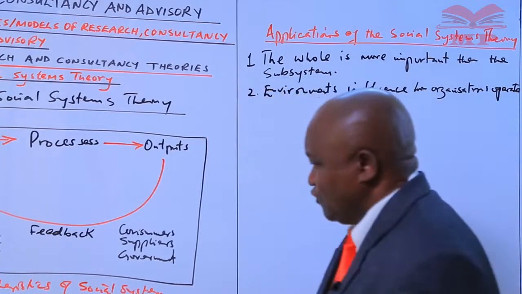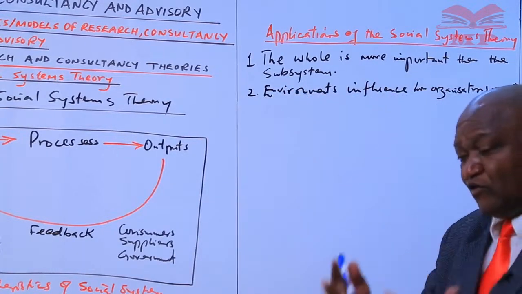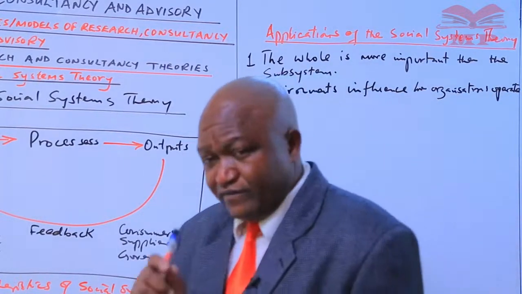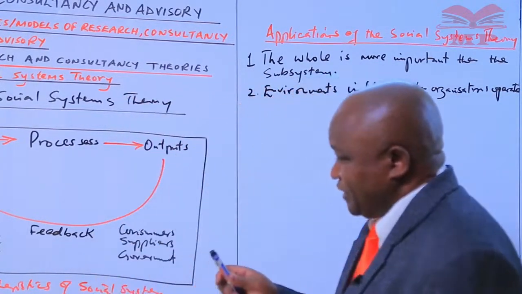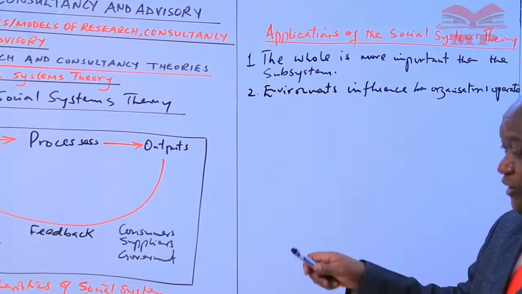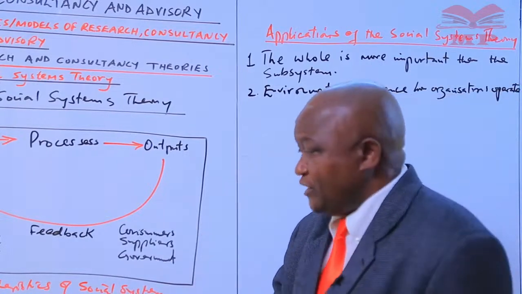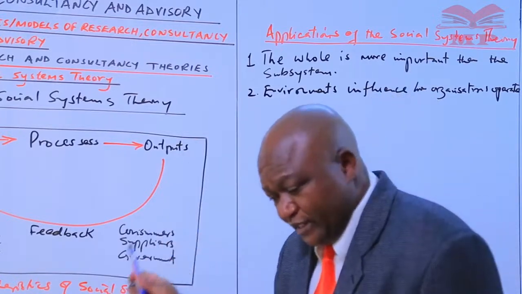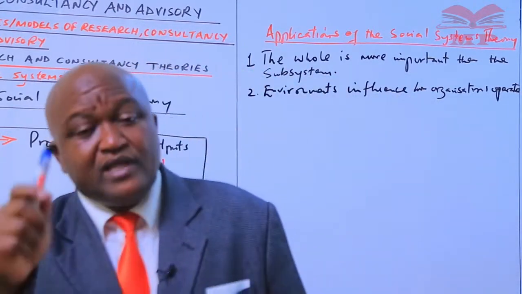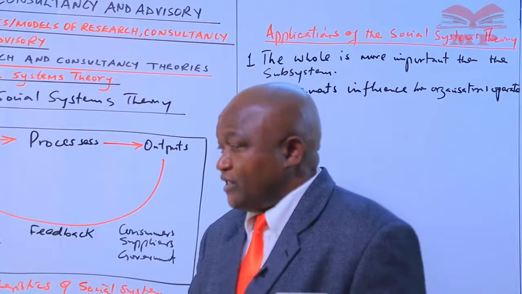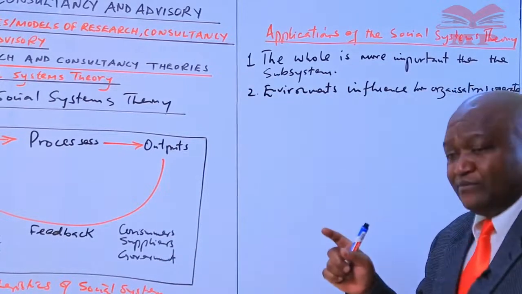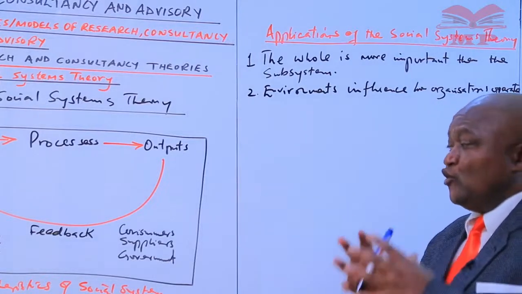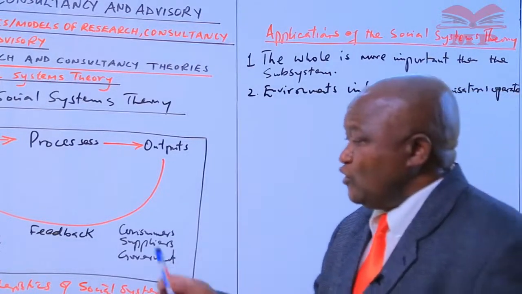Let us take an example. You have an organization that is in the manufacturing sector. Now, government and government agencies, for example, you have NEMA. If an organization is manufacturing, it is expected to comply with the regulations that have been set by government and its agencies like NEMA. So if that organization does not comply, then that organization may suffer consequences. So the social systems theory tries to explain that as organizations operate, those organizations must be sensitive to the environment.